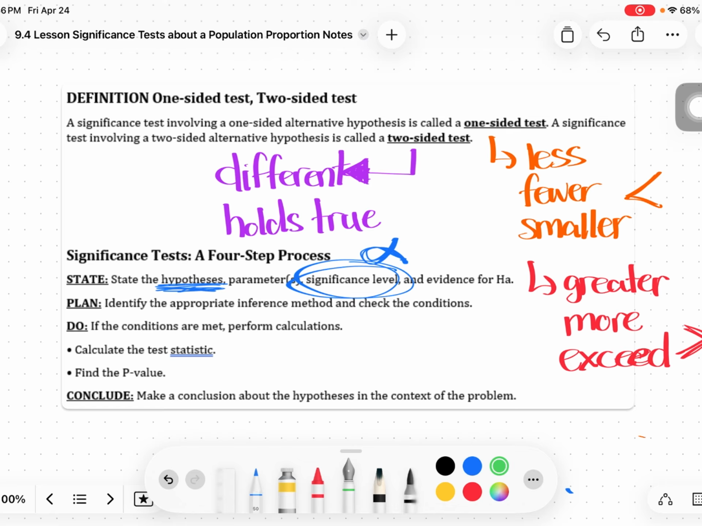Then we need to plan. We need to check conditions. That's going to be important. So we're going to check conditions like we did for confidence intervals. And in fact, they're going to be the same ones. And then we're going to actually make some calculations.